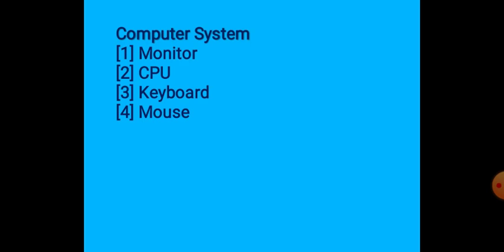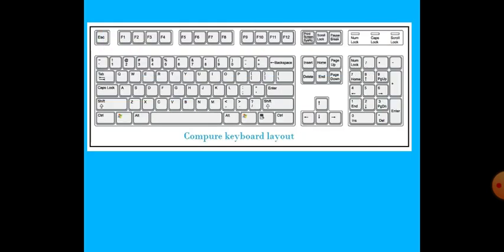The keyboard is used for typing input and instructions to the computer, and the mouse is used to select options on a computer. You use the mouse to draw and play games on the computer. So these are the main parts of a computer system. And in this chapter, children, we will discuss the computer keyboard: what is the use of the computer keyboard and how we can use the various keys of the keyboard.